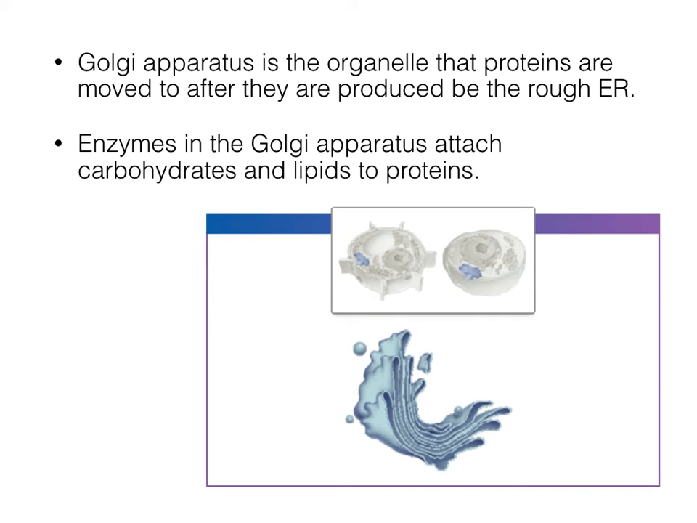The Golgi apparatus is an organelle that proteins are moved to after they are produced by the rough endoplasmic reticulum. So when the rough ER produces proteins, they are then sent to the Golgi apparatus, and the Golgi apparatus attaches lipids and carbohydrates to the proteins. It is called the packaging center of the cell. Right? The Golgi is packaging it for transport out of the cell or within the cell itself.